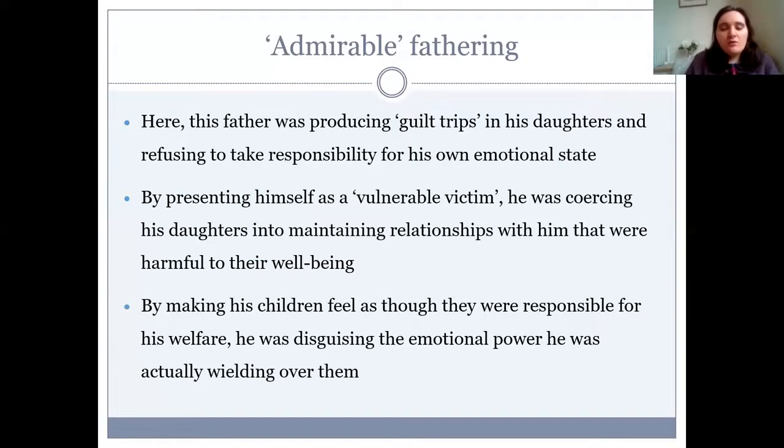So here, this father was producing guilt trips in his daughters, refusing to take responsibility for his own emotional state. By presenting himself as a vulnerable victim, he was coercing his daughters into maintaining relationships with him that were harmful to their well-being. By making his children feel as though they were responsible for his welfare, he was disguising the emotional power he was actually wielding over them. And I should say that in this case, this contact was court ordered, so there was very little the mother could do to protect her children from it because the court had ordered it.